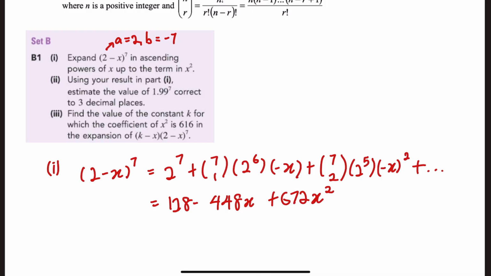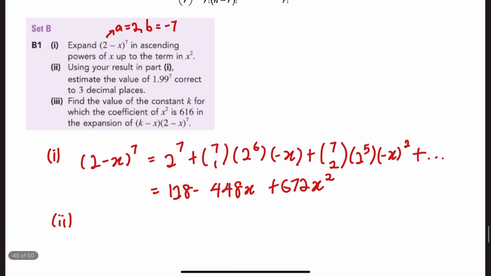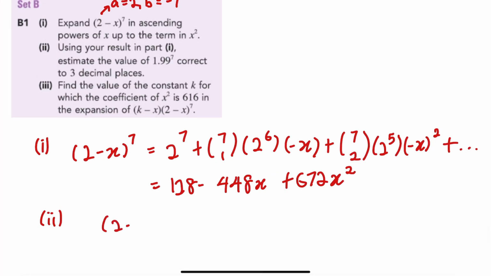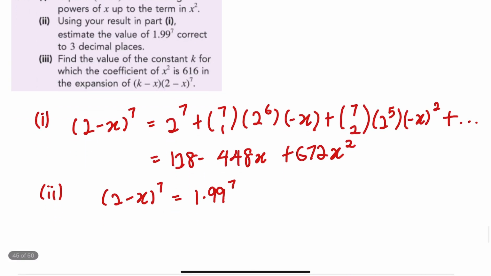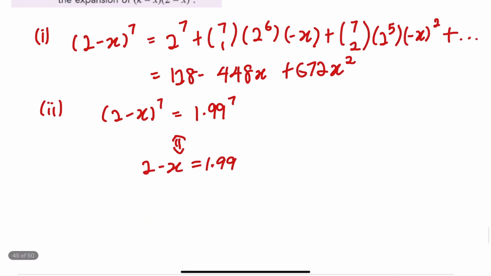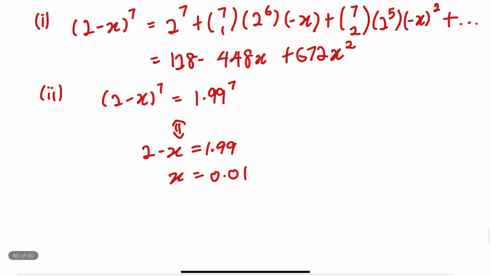I'll go through part 2 instead. Using your result in part 1, estimate a value of 1.99 power 7 correct to 3 decimal places. If I were to compare 2 minus x the whole thing power 7 compared to 1.99 the whole thing power 7, how are they different? This means that 2 minus x must be equal to 1.99. And if I want to get 1.99, in this case x must be equal to 0.01. Therefore, replace x by 0.01.